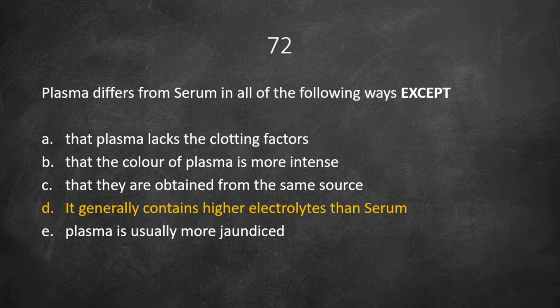So if you analyze our options, option A says that the plasma lacks clotting factors. So this is incorrect because plasma contains clotting factors because it is collected into an anticoagulant that prevents it from clotting. Serum, on the other hand, which is a liquid that remains after blood has clotted, thus lacks the clotting factors. If you look at option B, it says that the color of plasma is more intense.